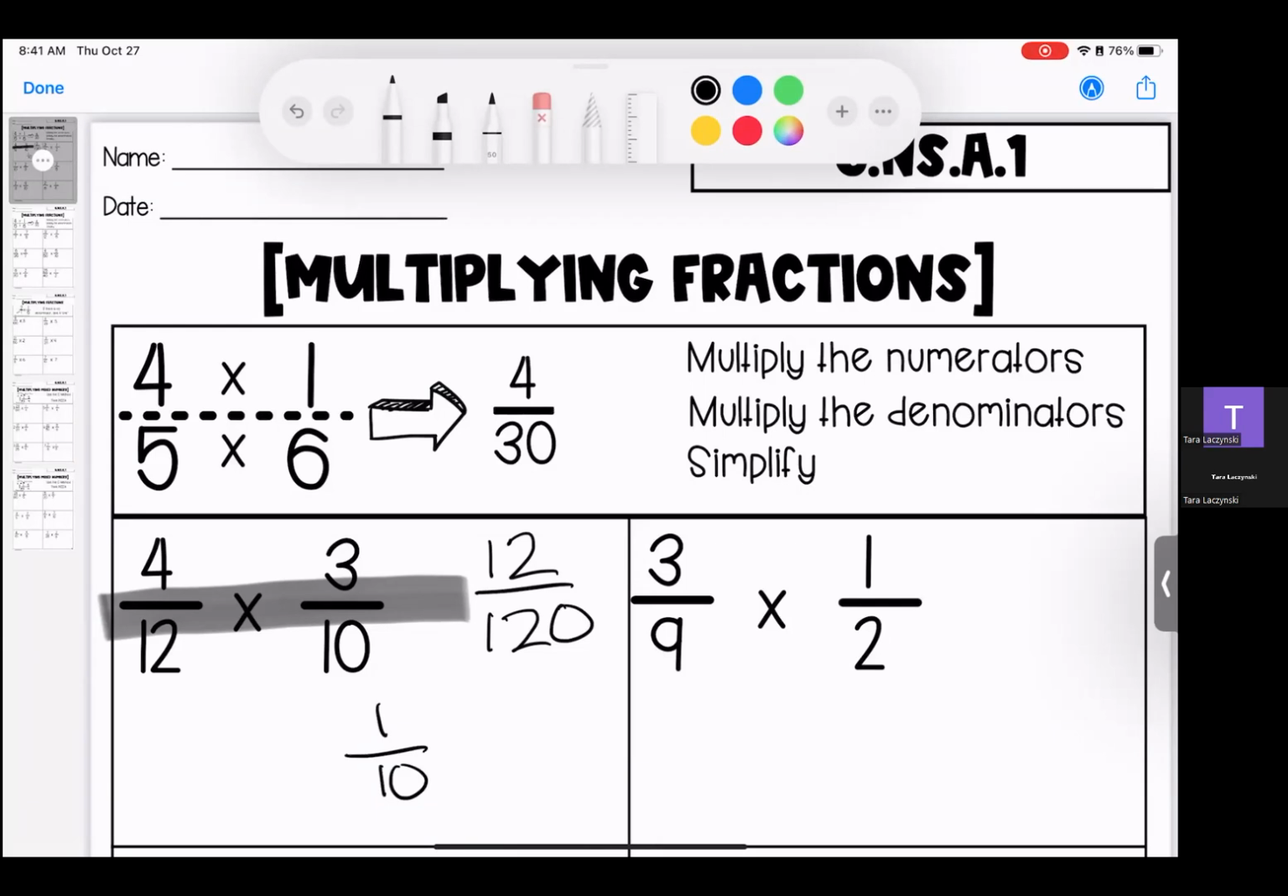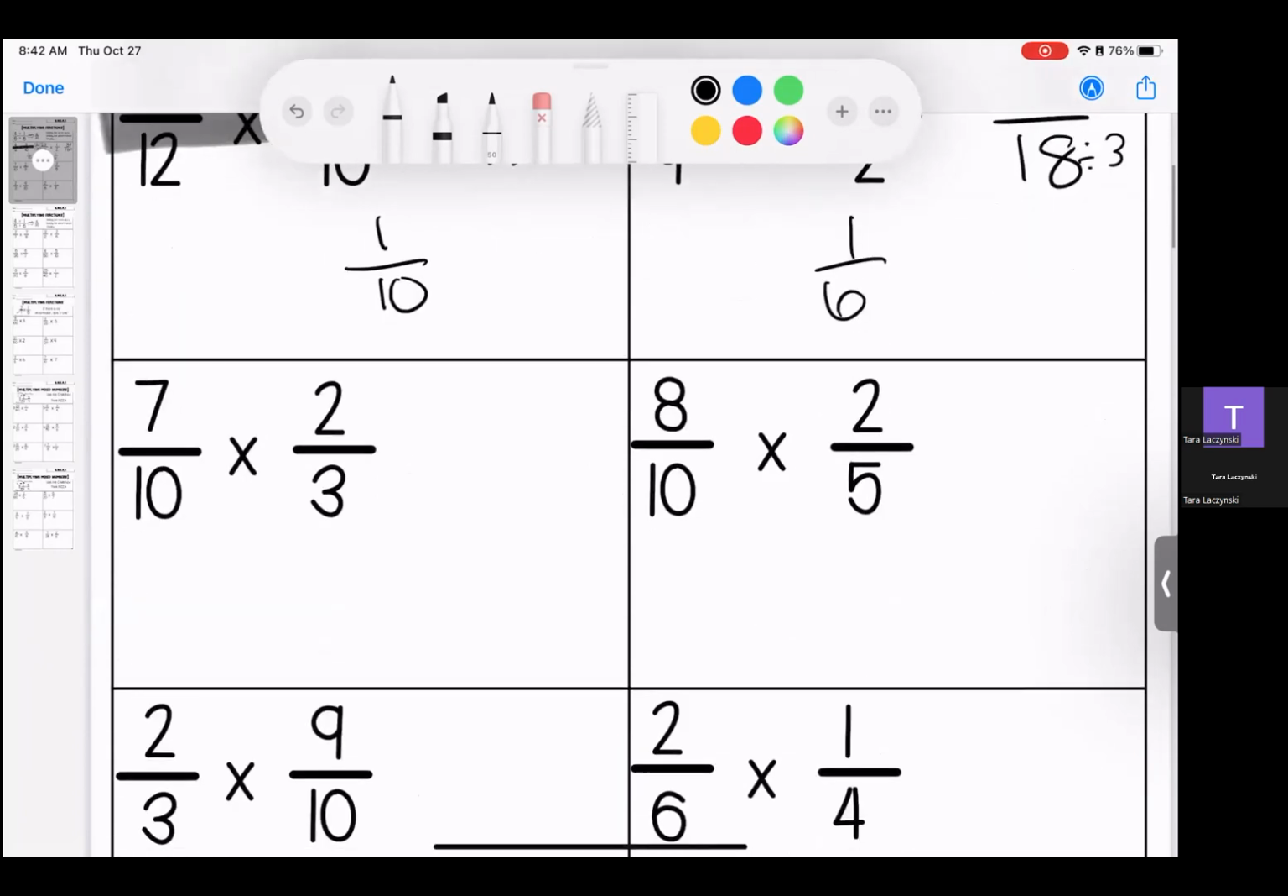Okay. 3 times 1 is 3. 9 times 2 is 18. If we simplified this, we would have 1/6. So if you're curious, divide this both by 12. For this, you could divide both by 3. Okay. If you didn't get to the simplified version, that's okay, as long as you're at least getting the multiplication, because that's our skill focus this week.